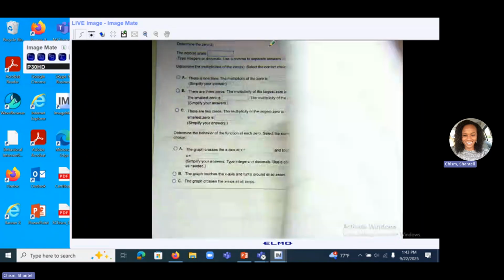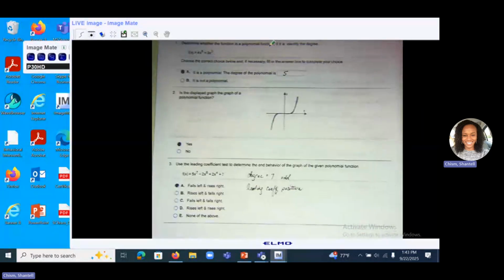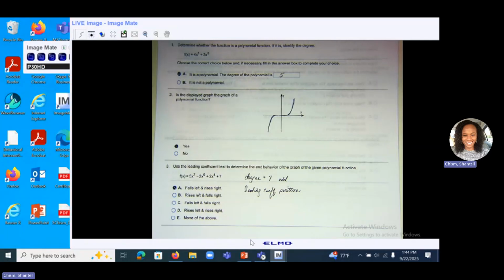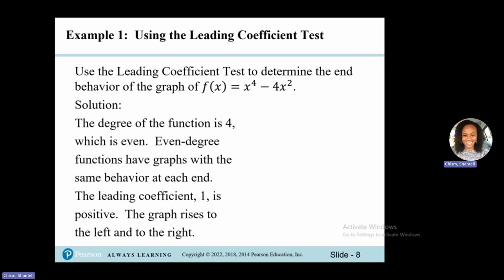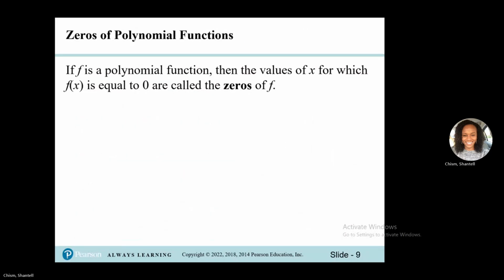It looks like that's the only problem related to leading coefficient tests. Let's go back to the notes here and see what's next. Okay, that was an example.